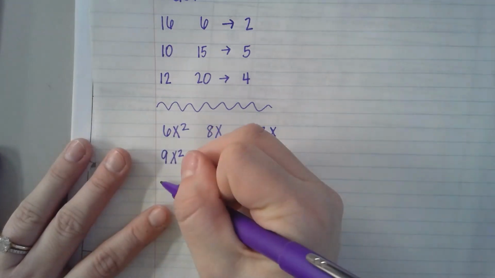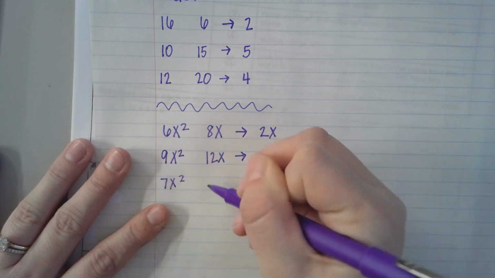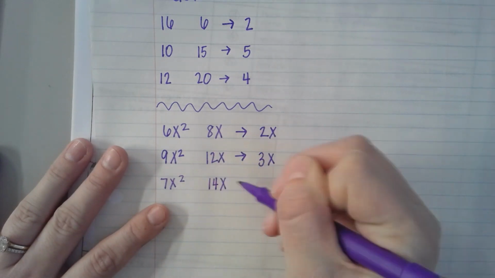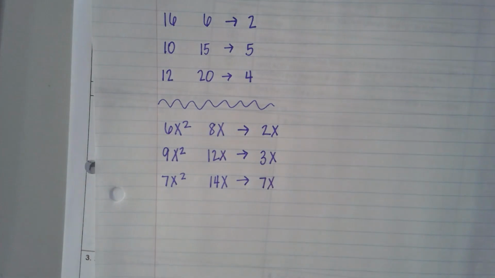Okay, what about 17x squared and 14x? You can divide them both by 7, and they both have an x. So 7x is the GCF.